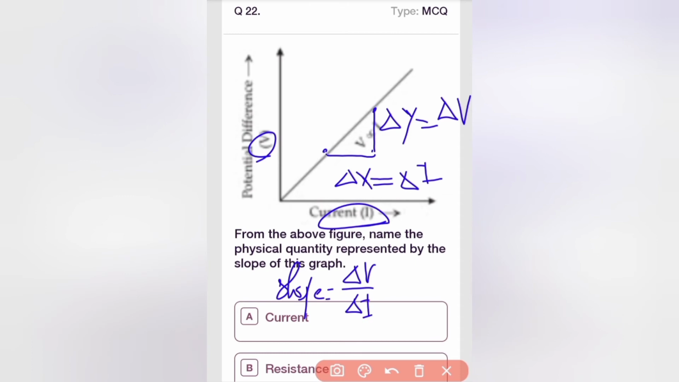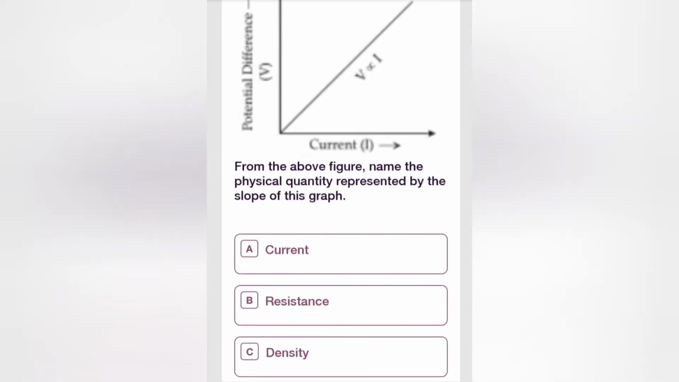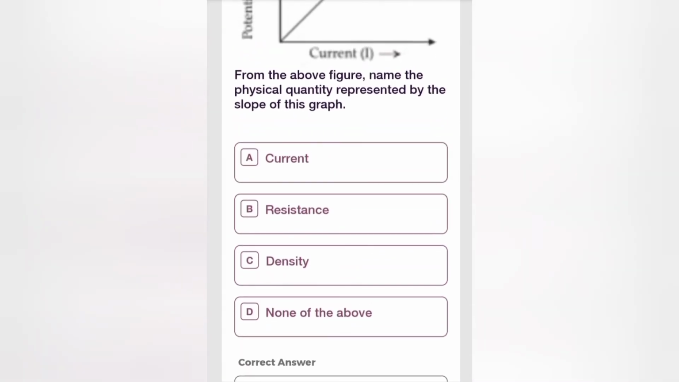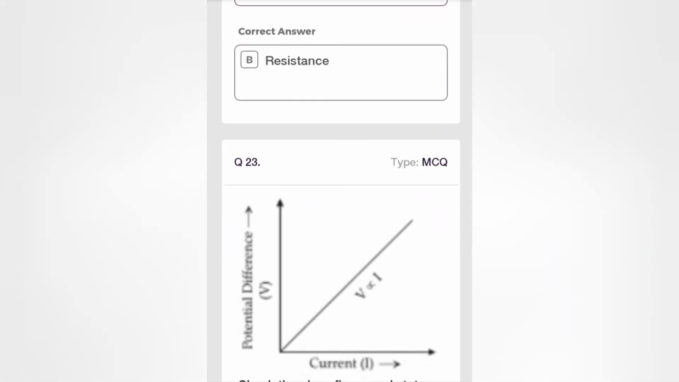So what is the relation? V divided by I is what? It is resistance. So option A is current, option B is resistance, option C is density, option D is none of the above. Answer B is the correct answer, resistance. The slope indicates resistance here.